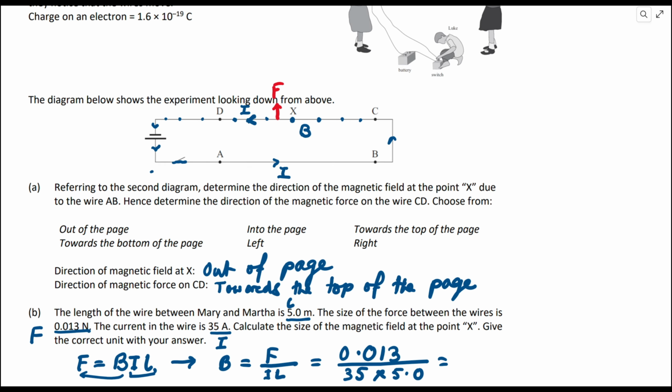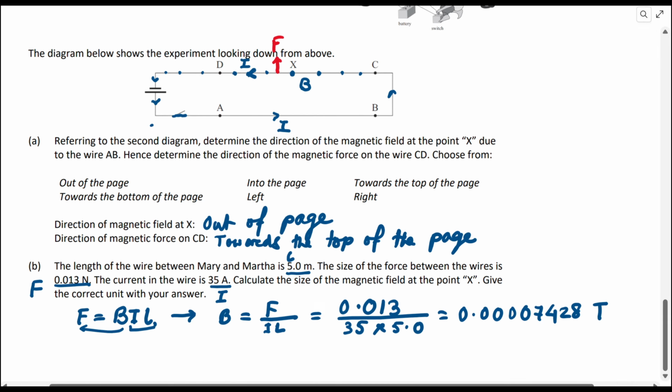So if we do that, then what do we get? Okay, so we get 0.0040 zeros and then 7428. Okay, and that is B, magnetic field, so it should be in Tesla.